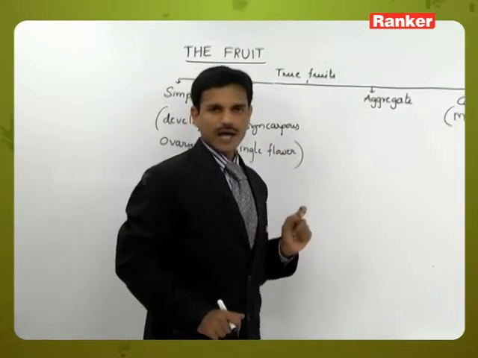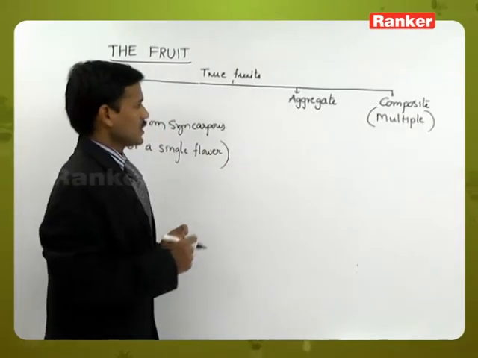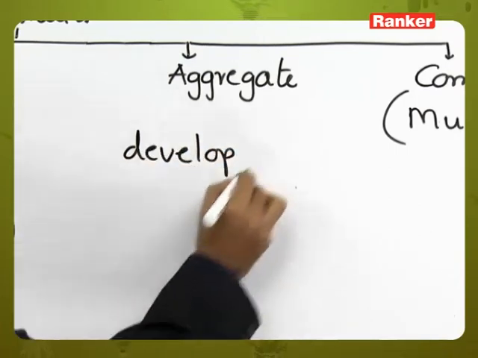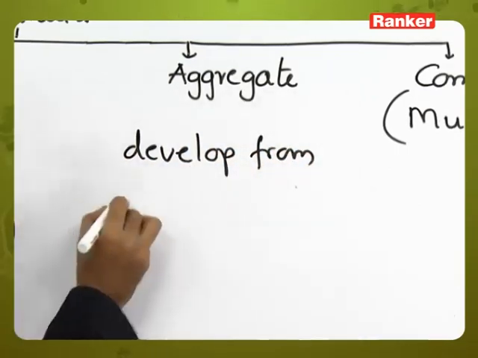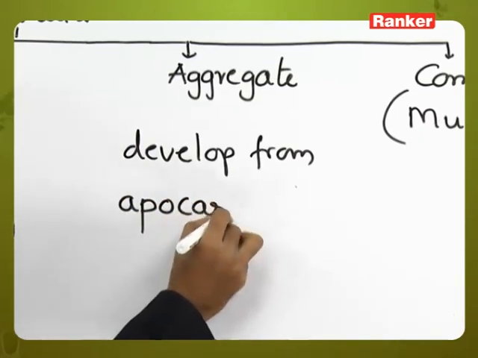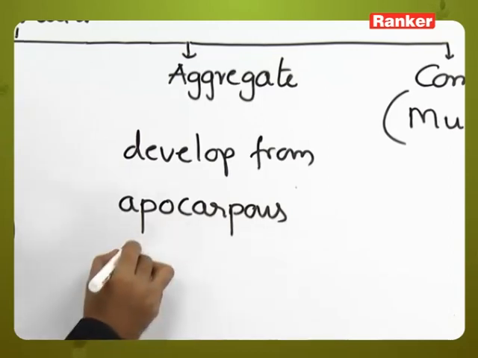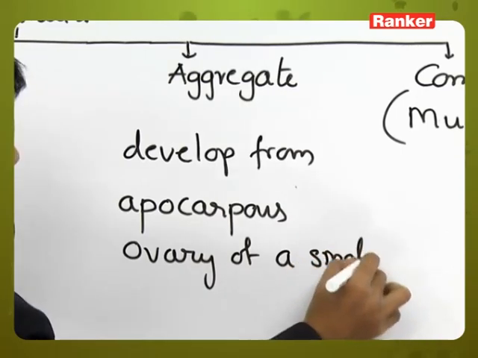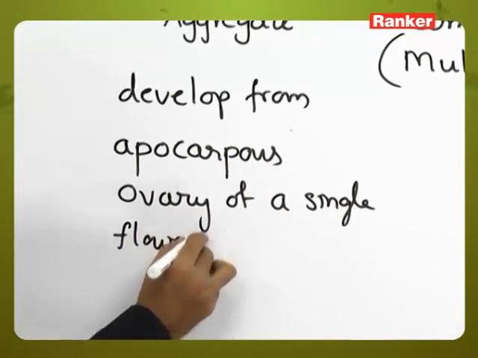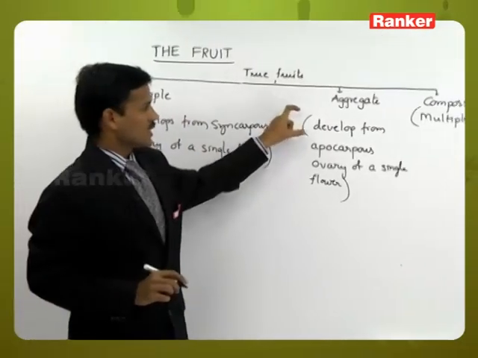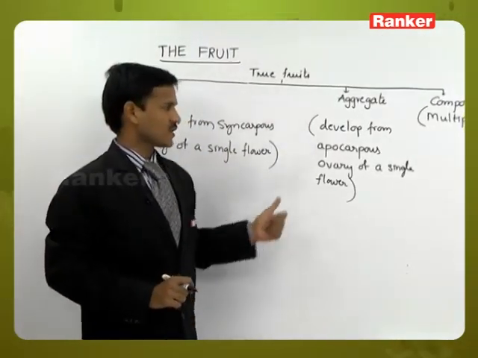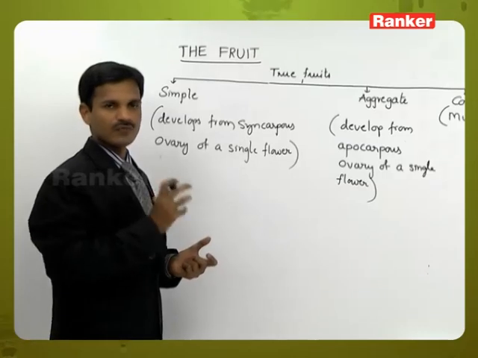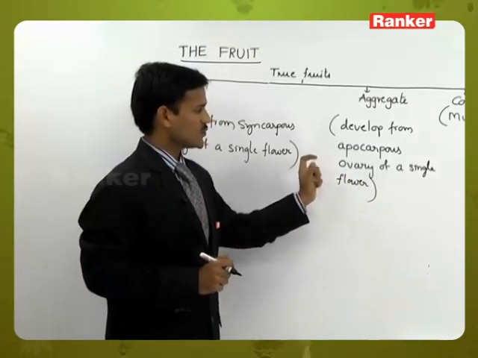And aggregate fruits. Aggregate fruits develop from the same single flower, but from an apocarpous ovary. Aggregate fruits develop from the apocarpous ovary of a single flower. Here, single flower, only one ovary or one flower. One flower is enough to form one fruit. Here also one flower is enough to form one fruit.